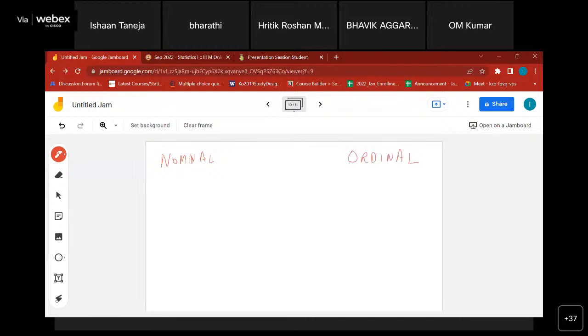So nominal and ordinal data. These are just the 2 branches of categorical data, right? Our main focus is on what categories I have. In nominal data, ordering of categories is not possible. But in ordinal, we can order the categories.